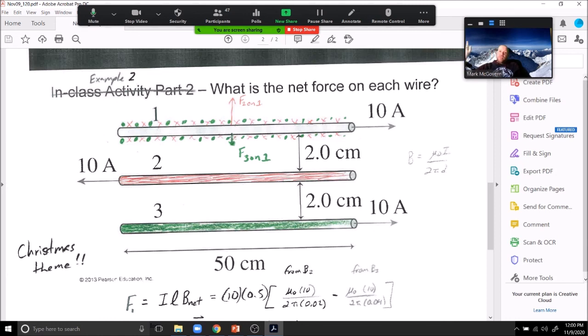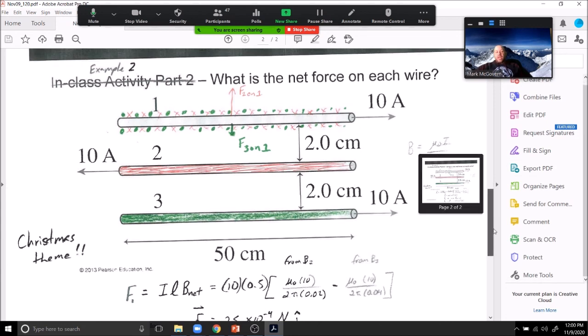If current runs to the right and the field is out of the page, then the force is down. For the red, the current goes to the right, the field is into the page, so the force is up. So if you draw F of 2 on 1, it should be a little bigger than F of 3 on 1. Now, let's go down here to the calculation.